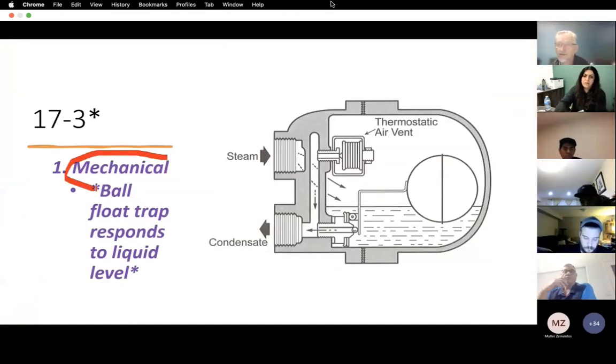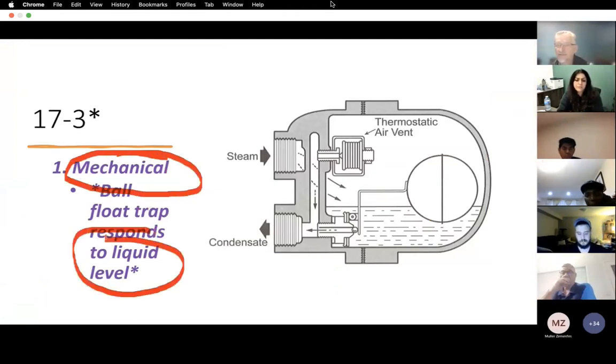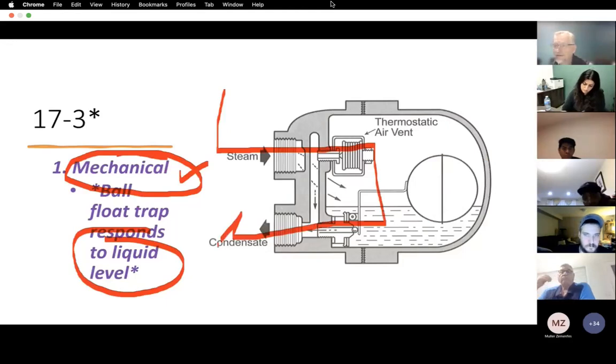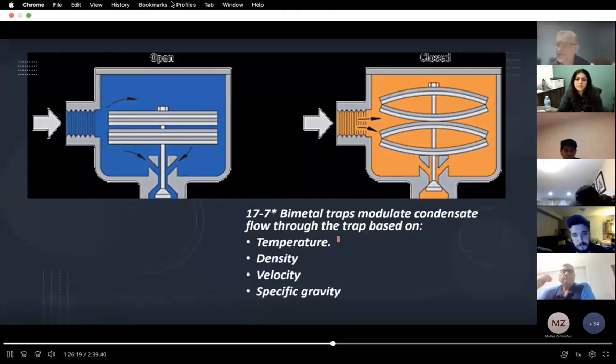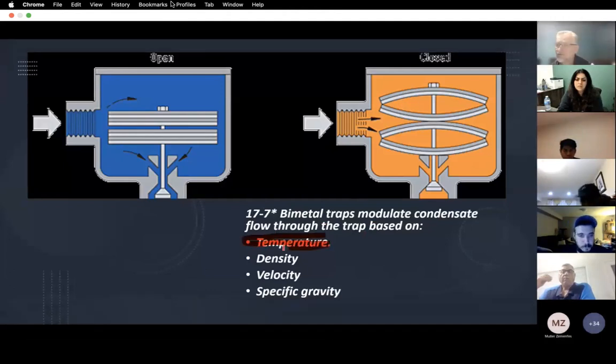Remember, a mechanical ball trap or a bucket trap responds to liquid level. These are mechanical traps. Get rid of the water and keep the steam in. Okay. Bimetal trap actuates based on temperature. Okay. Not density, not velocity, not specific gravity, but temperature.